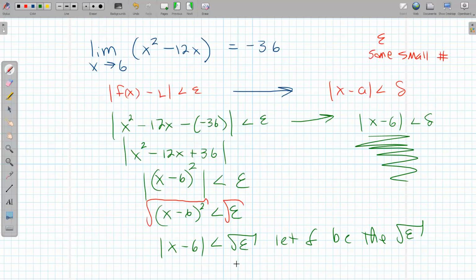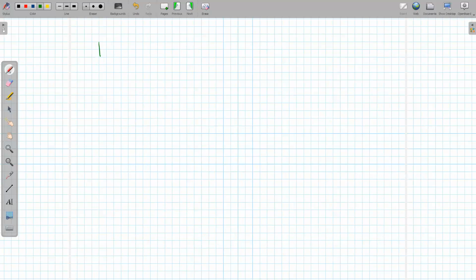So if somebody says, hey, let epsilon, for this example, equal 0.0001, then I would say, cool, then delta is going to be the square root of 0.0001. And that's that. So the moral of the story here is applying the precise definition is hard.